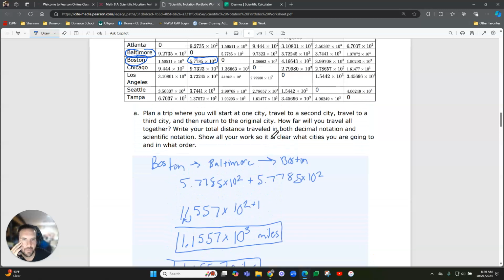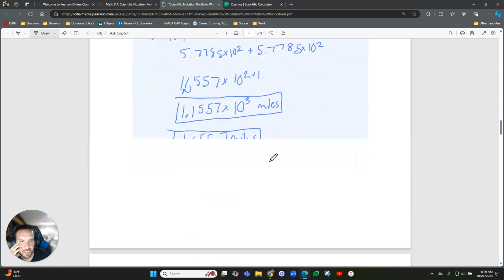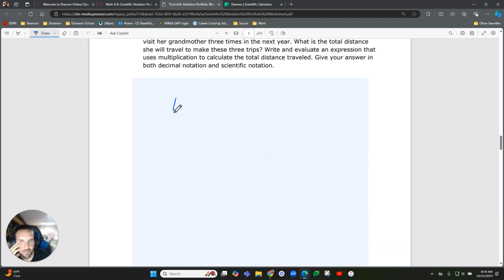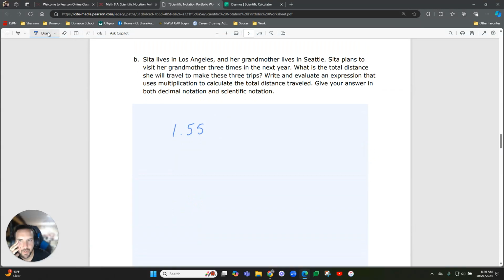Okay, so we're going Los Angeles to Seattle. So that's this distance here. Okay, so 1.5442 times 10 to the third. Oops, no, 5442. Okay, so 1.5442 times 10 to the third. So that's the distance from Seattle to Los Angeles.